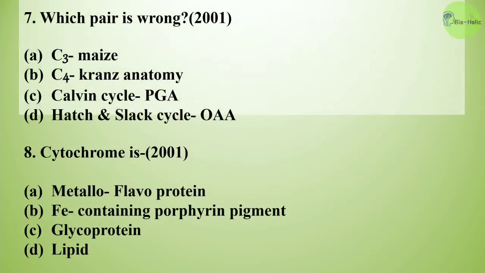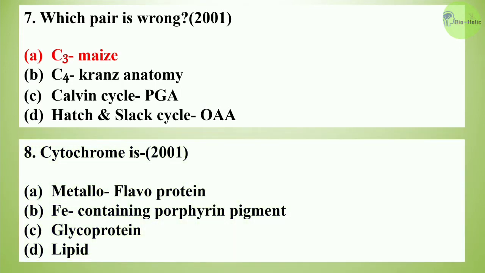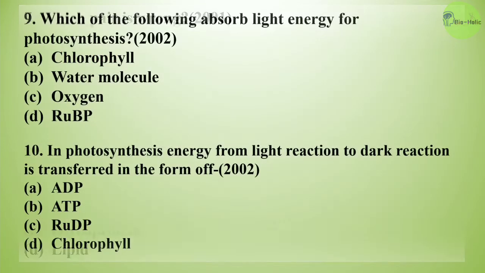Next, which pair is wrong? C3 maize, C4 Kranz anatomy, Calvin cycle PGA, Hatch and Slack cycle oxaloacetic acid. We know that maize is a C4 plant, so the option A will be the answer. Next, cytochrome is a metalloflavoprotein, iron containing porphyrin pigment, glycoprotein or lipid? The answer will be iron containing porphyrin pigment.